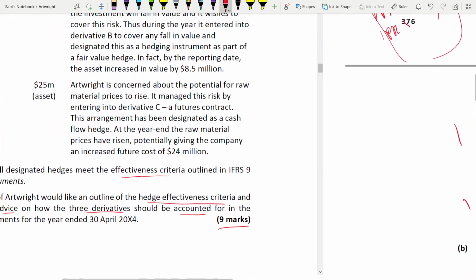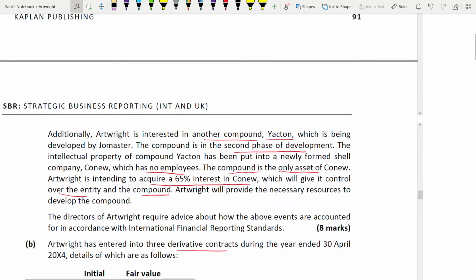Let us just quickly go through it again in the last few lines just to see.